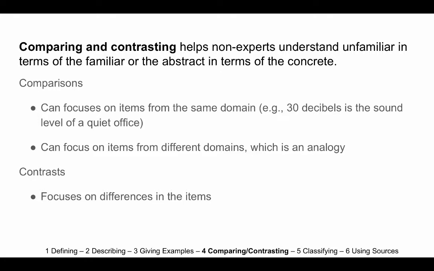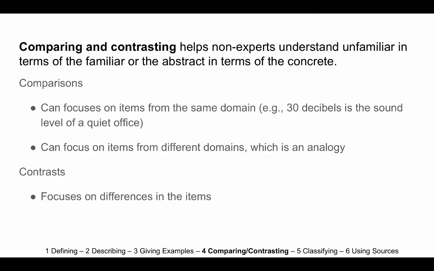Or it can focus on two different domains, which is what the point of an analogy is. So instead of 30 decibels is the sound level of a quiet office, they might say something about feeling rather than hearing, or something about the way that it helps you think. 30 decibels would cause you to be distracted. These are completely different domains rather than talking about sound levels in different ways. Contrasts, of course, are about focusing on the differences in the items. And this strategy is helping the non-expert understand something that's unfamiliar in terms of the familiar, or the abstract in terms of the concrete.